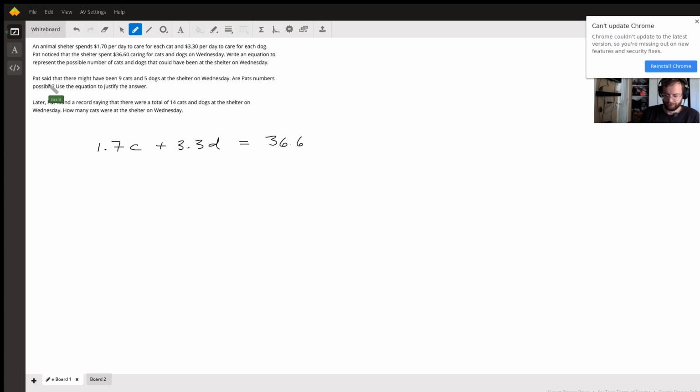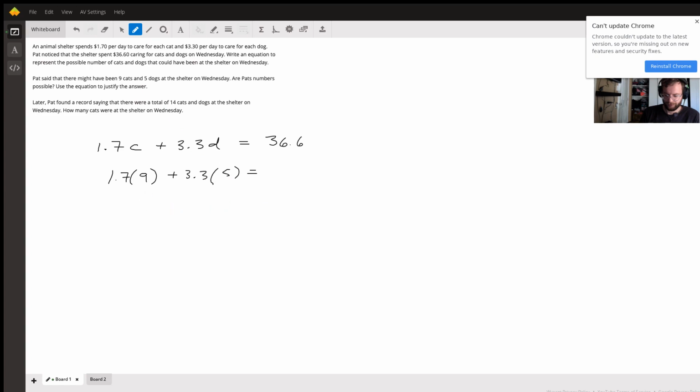So it says here that Pat said that there might have been 9 cats and 5 dogs in the shelter on Wednesday. So are Pat's numbers possible? So we're going to plug those numbers into this equation. So we take 1.7 times 9, so she says there was 9 cats, plus 3.3 times 5. She says there was 5 dogs. We're going to see if that is equal to 36.6. So go ahead and use our calculator.